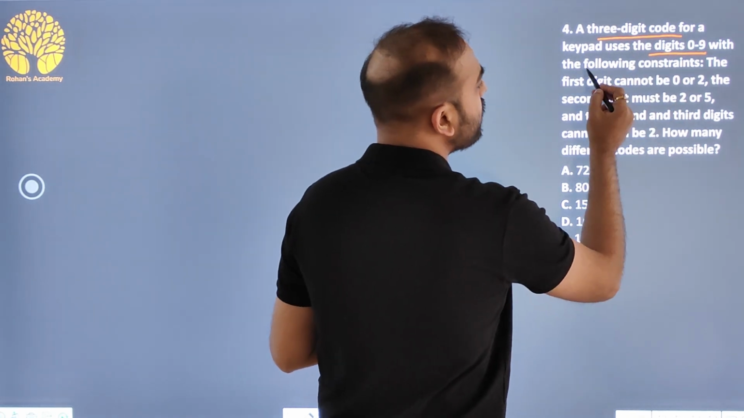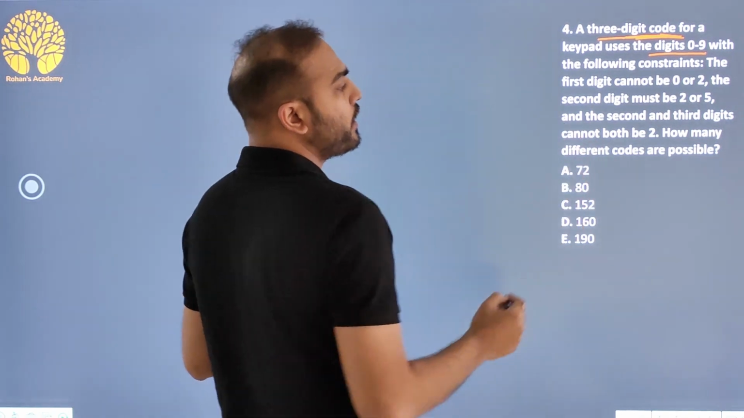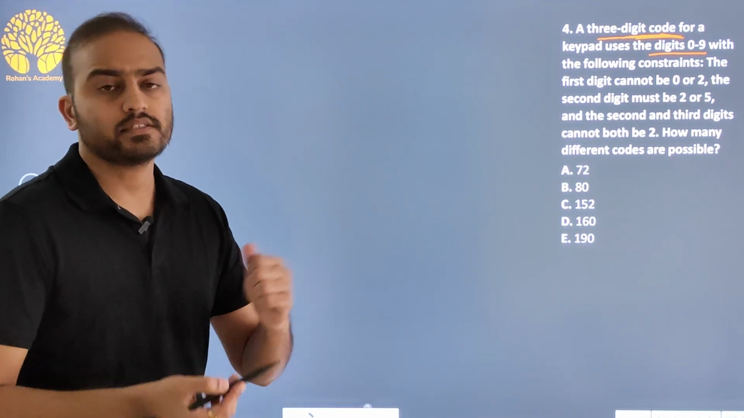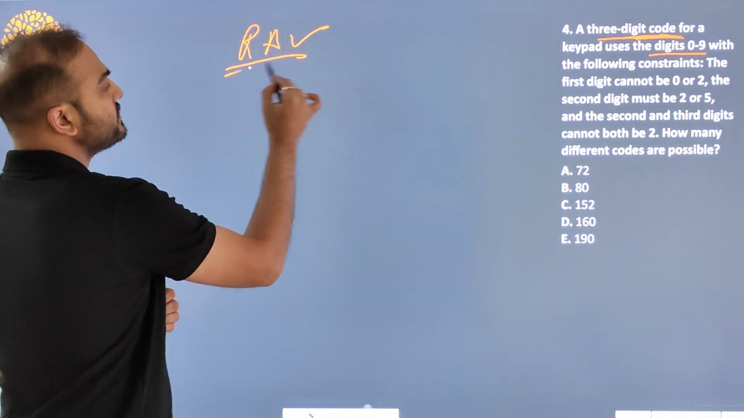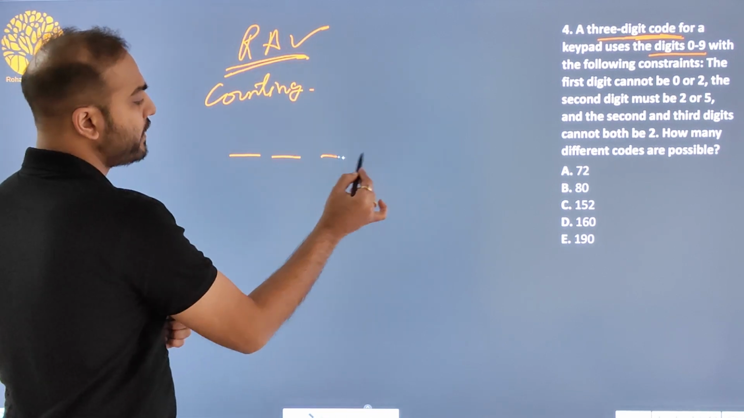I'm supposed to make a 3-digit code. So then can I repeat the digits? Yes, I can. So again, I say repetition is allowed. Since repetition is allowed, I will do counting. I'll make my 3 spaces.